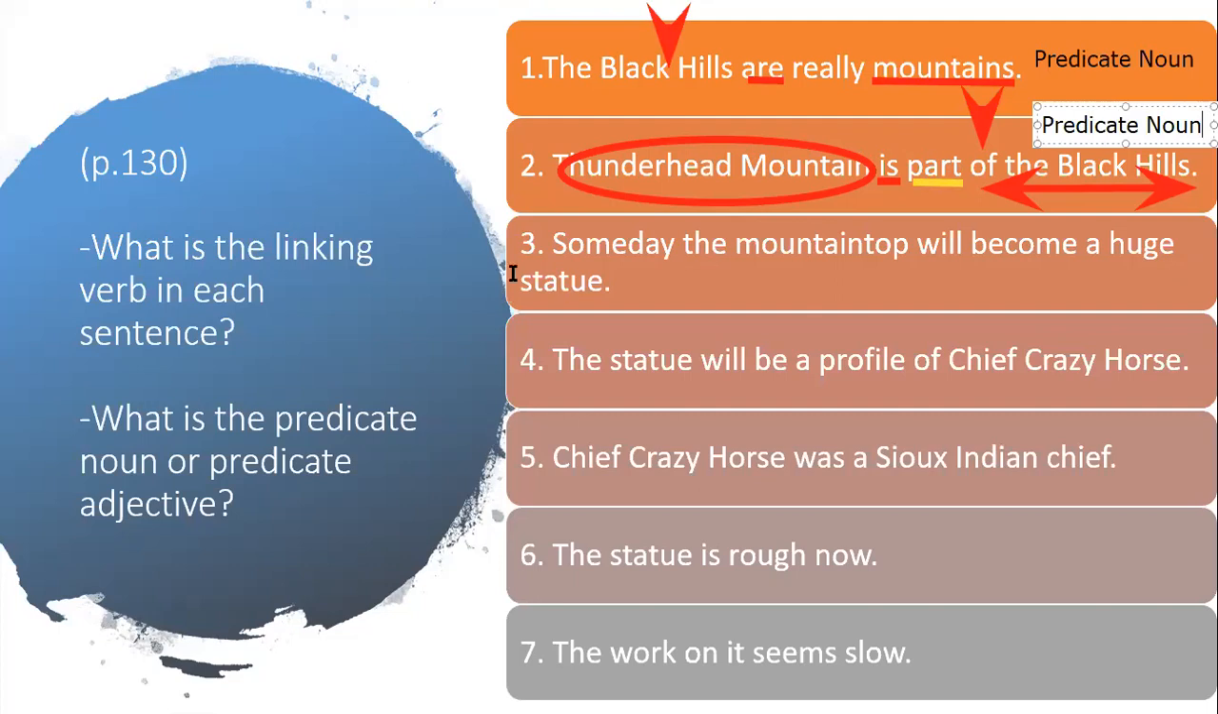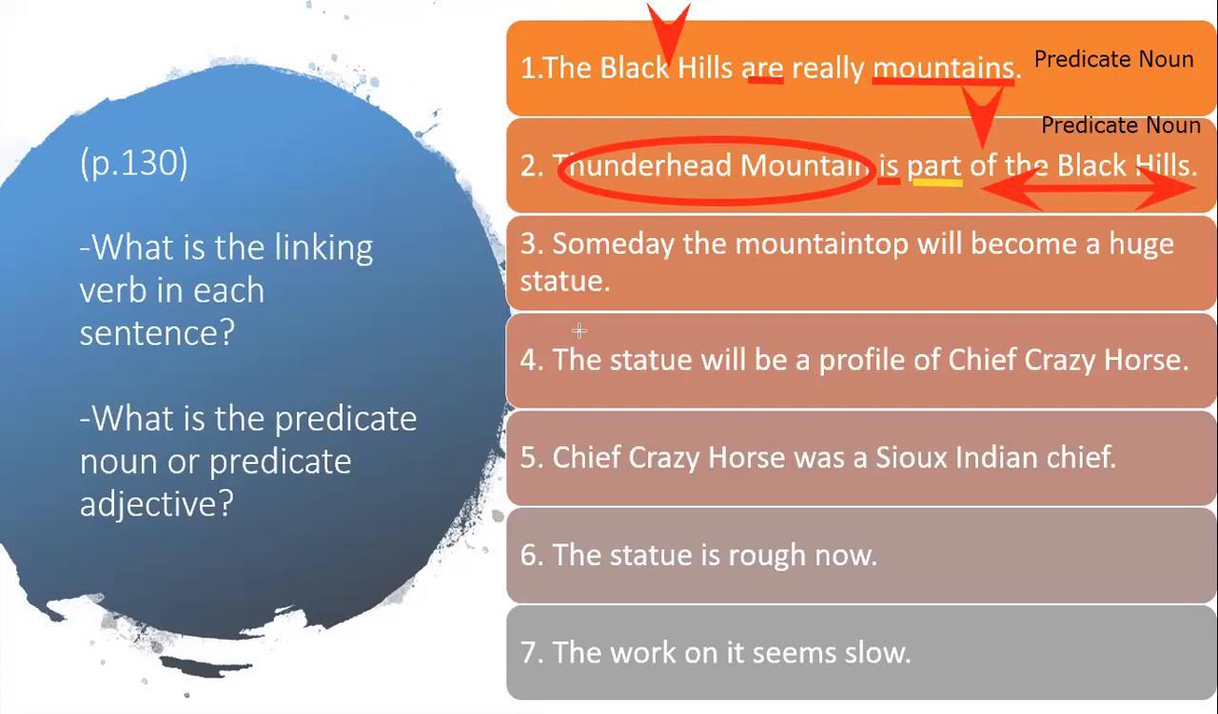Okay, let's go to number 3. Someday the mountaintop will become a huge statue. First thing that we're going to do is identify the linking verb. What is the linking verb in this sentence? If you said become, you're almost correct. Is there such a thing as almost correct? No, it would be incorrect. But I'm still going to give you a chance.